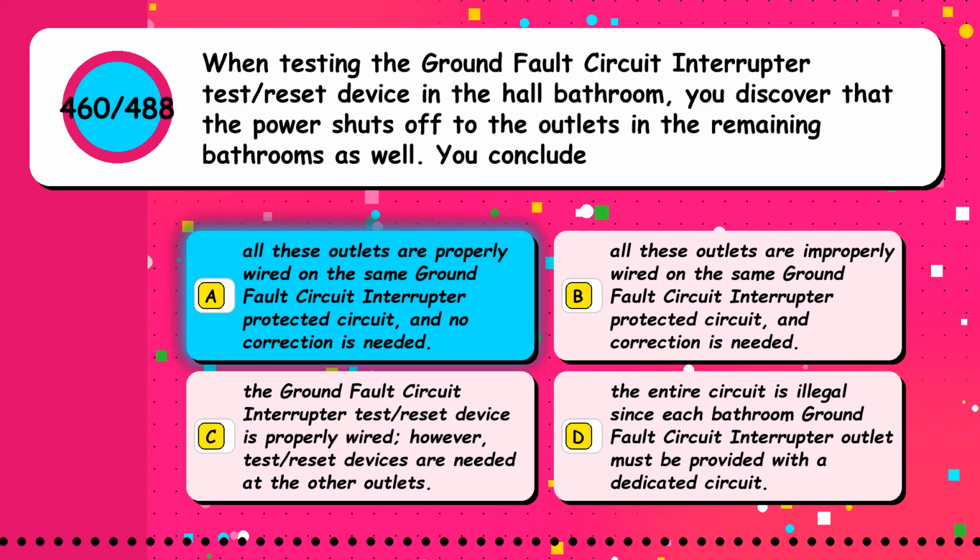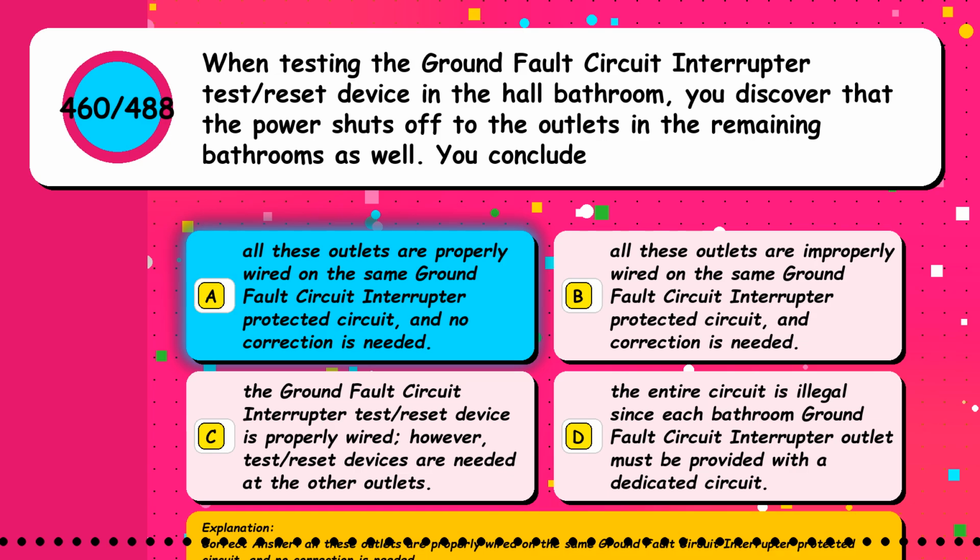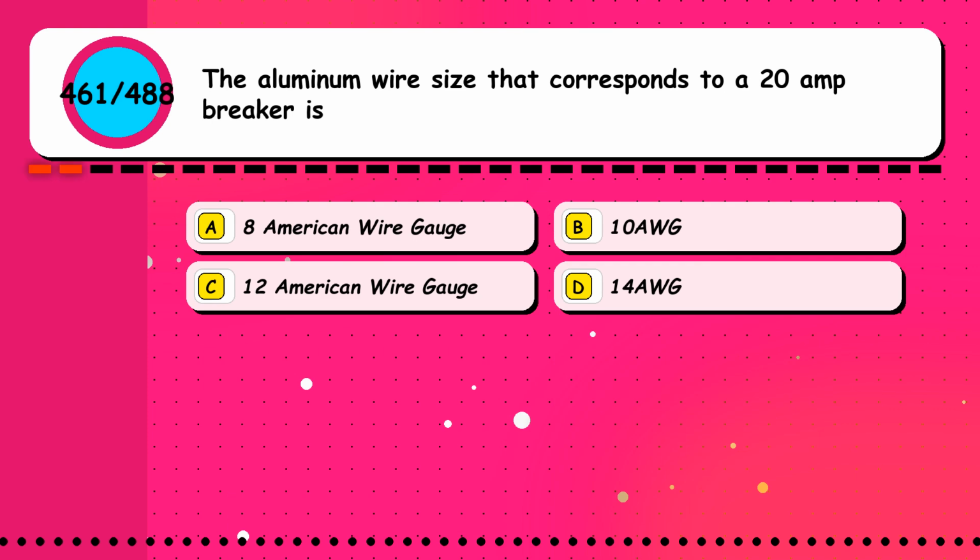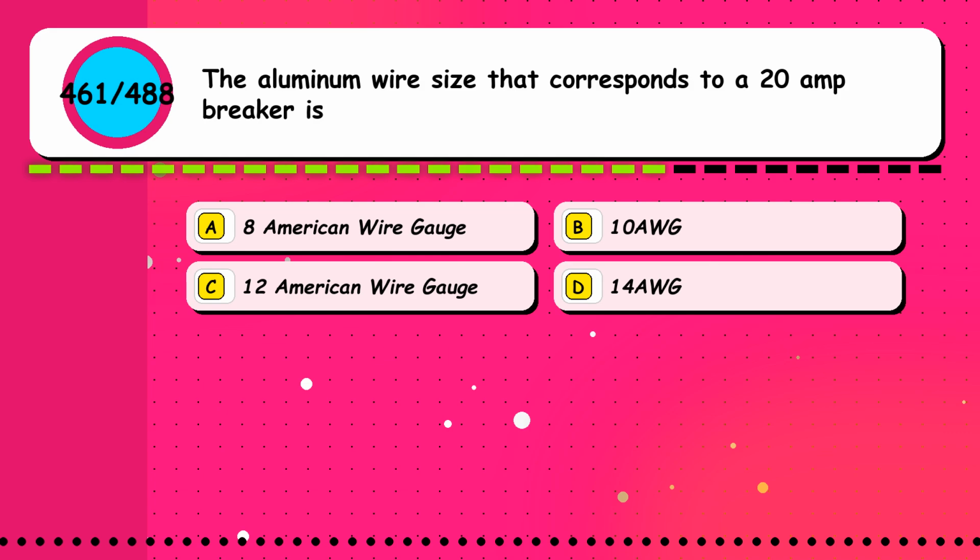The correct answer is option A. All these outlets are properly wired on the same ground fault circuit interrupter protected circuit, and no correction is needed. Question 461. The aluminum wire size that corresponds to a 20 amp breaker is: option A, 8 American wire gauge. Option B, 10 AWG. Option C, 12 American wire gauge. Option D, 14 AWG.